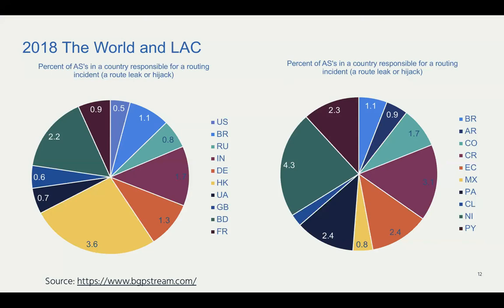I think of the two countries, Brazil leads by an order of magnitude, followed by Argentina and then the rest of the countries. But I thought I'd show you the statistics because you might be interested, of course, in your particular region.